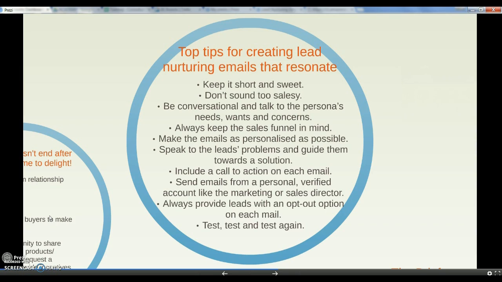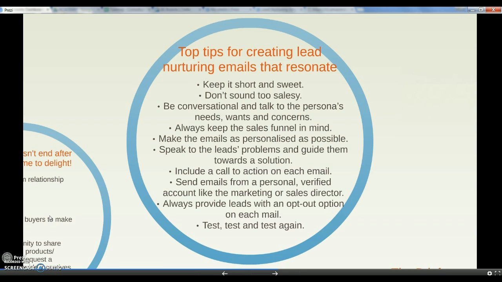And then another one, you have to always speak to the lead's problems and guide them towards a solution. There should always be a call to action on each email. Otherwise, there's really no purpose to that email. And it also links to the marketing automation when it comes to lead scoring. This is very important. And you always want to send emails from a personal, verified account, like for instance the marketing or sales director, or even the COO or CEO, to ensure that people realize that they're getting an email from a person and not just a marketing automation system.